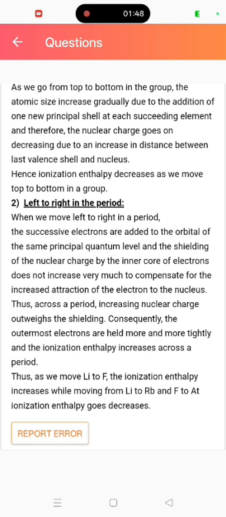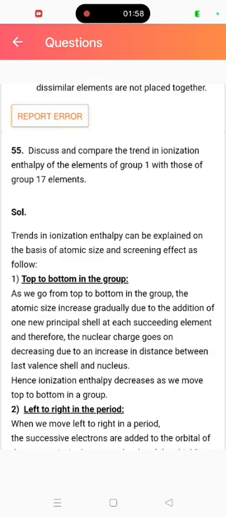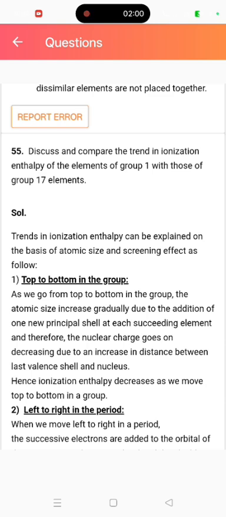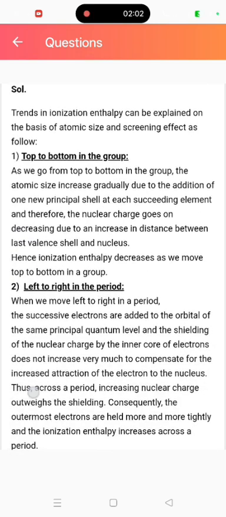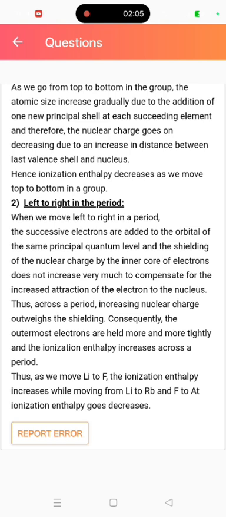Because taking out an electron that is very close to the nucleus is very difficult, a large amount of energy is needed. So from lithium to fluorine, that is lithium in the first group to fluorine in the seventeenth group, the ionization enthalpy increases across the period, while moving from lithium to rubidium down group 1 and from fluorine to astatine down group 17, ionization enthalpy decreases.